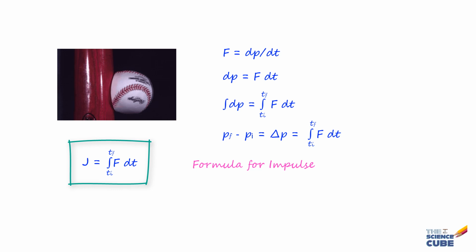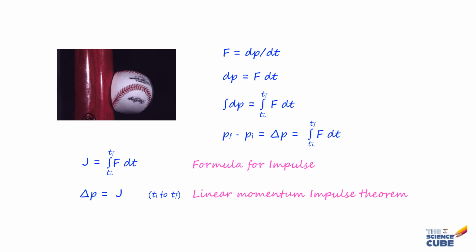So we can say that the change in an object's momentum is equal to the impulse experienced by the object, and often this equation is referred to as the linear momentum impulse theorem. And it tells us two things. One is that impulse is a vector, since change in momentum is a vector. And two, the direction of impulse is always in the direction of change in momentum.